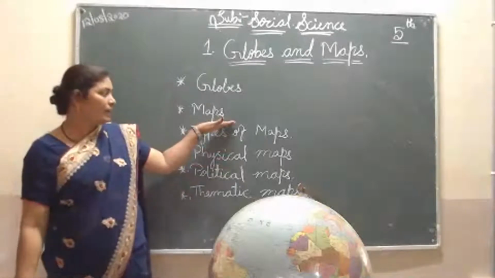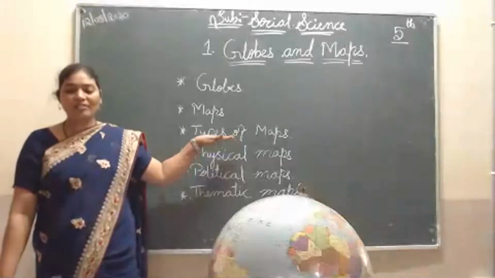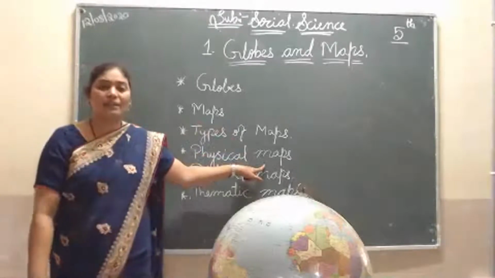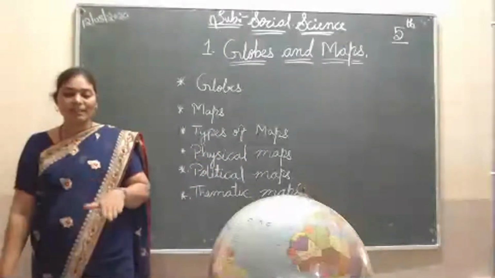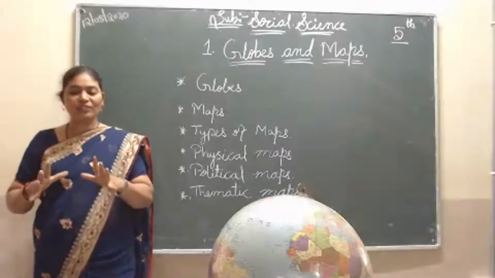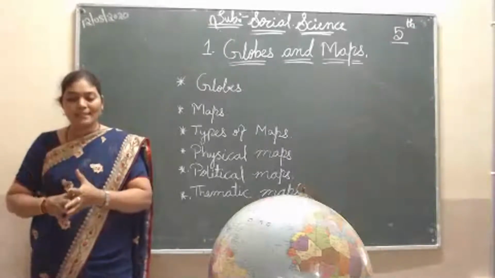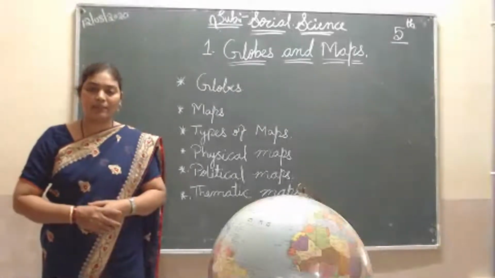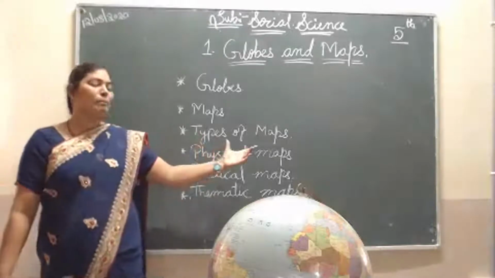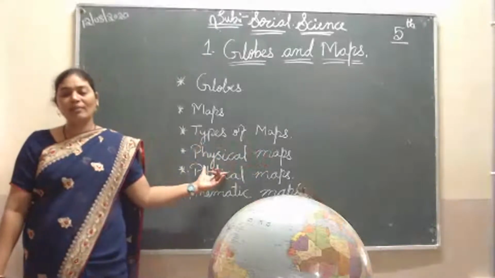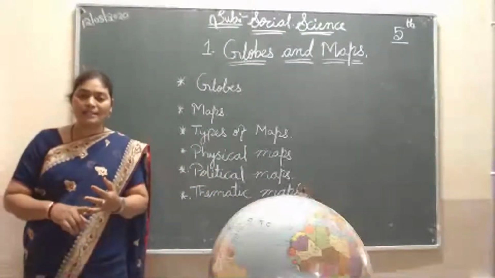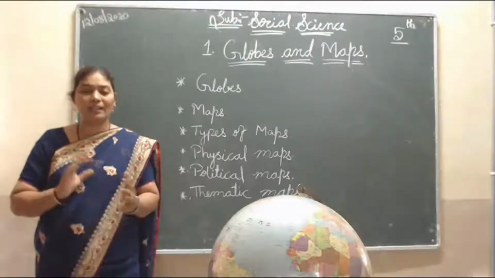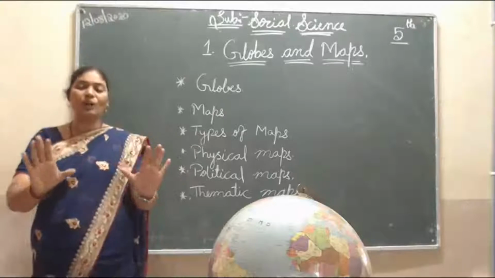Okay, here, types of maps. There are three types of maps. The first one is the physical map. A physical map means in that map we get only the features of the earth, for example mountains, rivers, plateaus, plains, and oceans. So remember it: in a physical map we see only mountains, rivers, oceans, plains, and plateaus. We see all these areas very nicely.